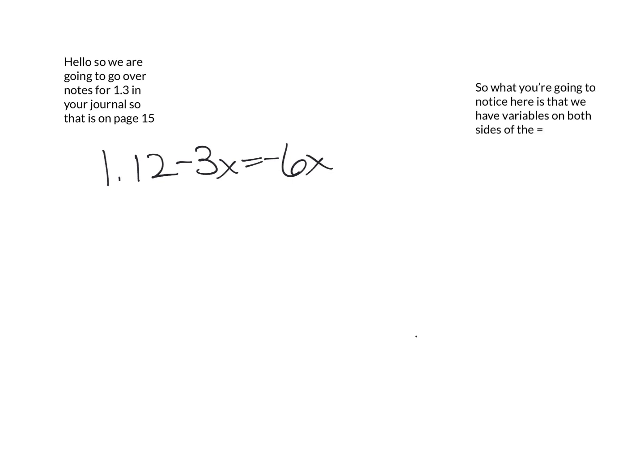What you're going to notice here is that we have variables on both sides of the equal sign, and so we need to get those two things together. We have this 3x and this negative 6x. I am actually going to move the 3x over to the other side, because I also have a 12 over here. We're going to do that by finding the inverse.